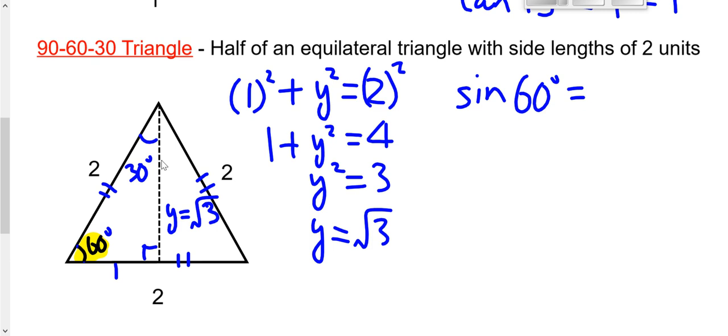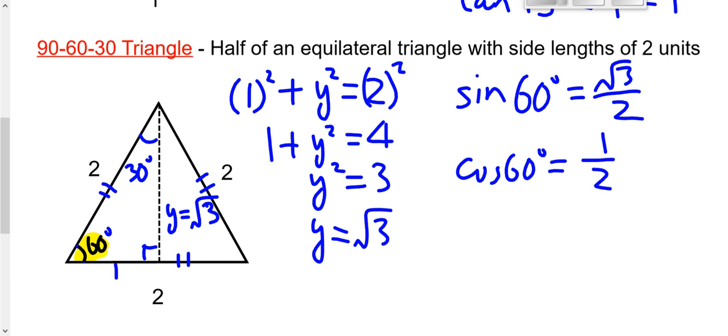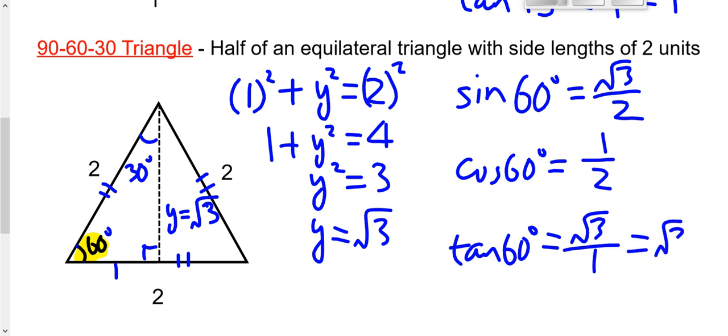So sine is opposite over hypotenuse, so root 3 over 2. I'm not going to go through cos and tan with you; I'll just quickly write it down for you. Cos is adjacent over hypotenuse, so that gives you 1/2. And for tangent, opposite over adjacent, that gives you root 3 over 1, which is root 3.